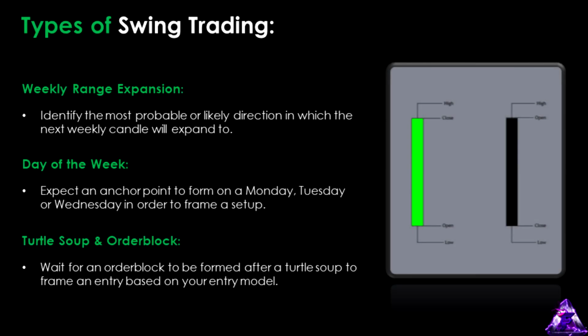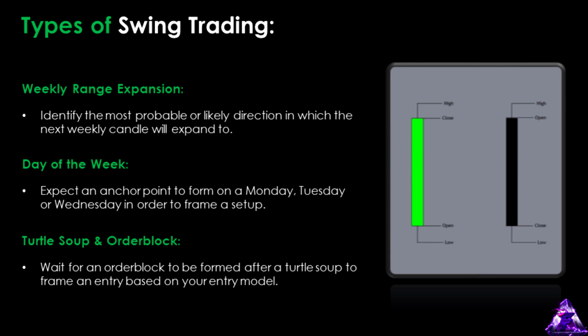Moving on to the next slide, here we'll break down the main premises for swing trading in both approaches. Additionally, we'll discuss the key principles that define each method of trading. As mentioned before, for the one-shot, one-kill model, your main guiding principle is to understand in which direction the next weekly candle will expand. This is known as the weekly range expansion, and it will be the main guiding principle for your higher timeframe market context and narrative.